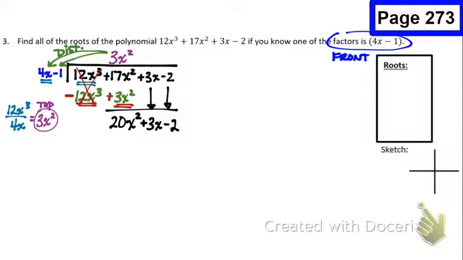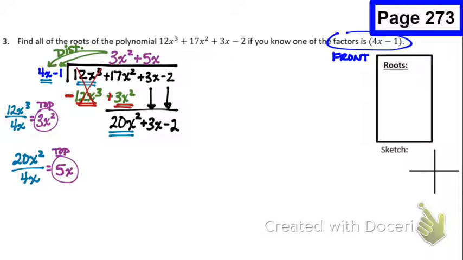What do I want to do next? 17x squared and 4. Close. Not 17, but 20. Because I had to combine those terms first. 20x squared, we're going to divide that by 4x. 5x. This goes up on top. Is that a positive or a negative 5x? Positive, so I put plus 5x.